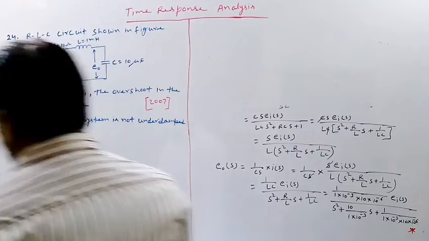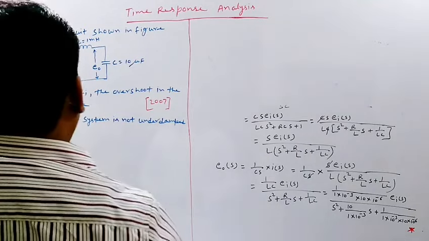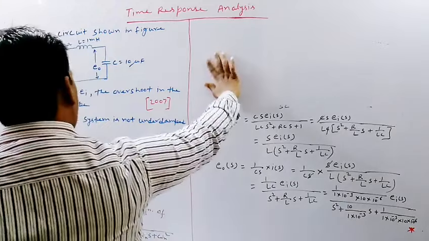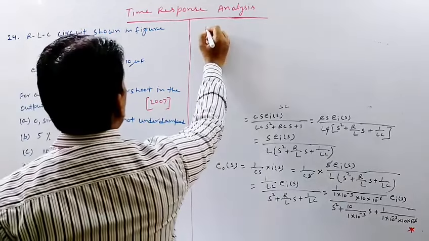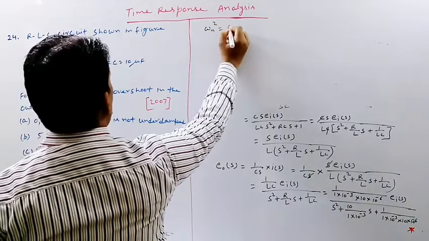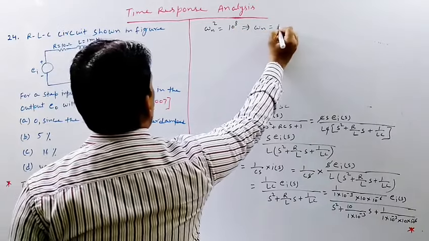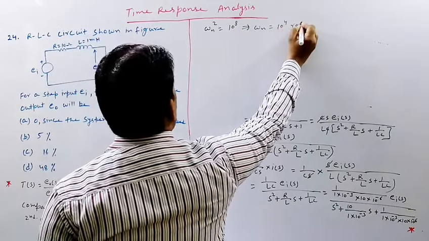Now the standard equation is this one. So if we compare these two equations, then we get omega n square equal to 10 to the power 8, and this will give omega n equal to 10 to the power 4 radian per second.